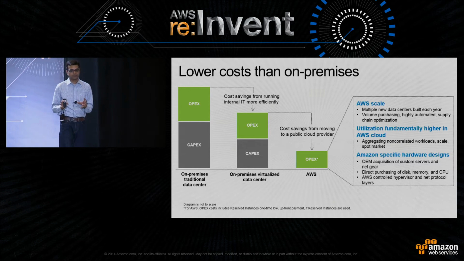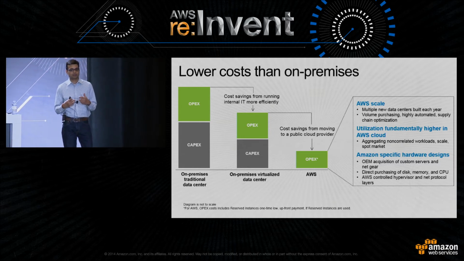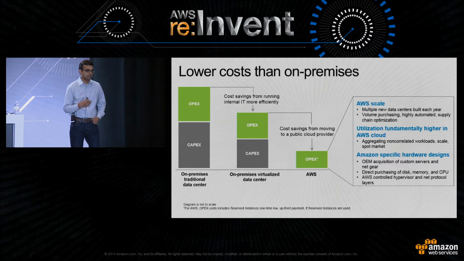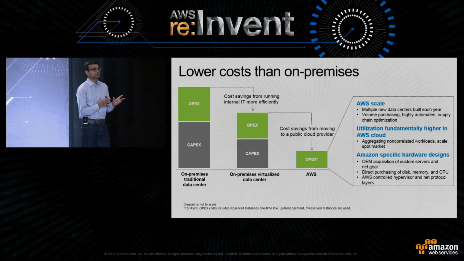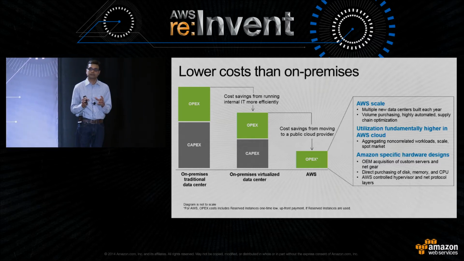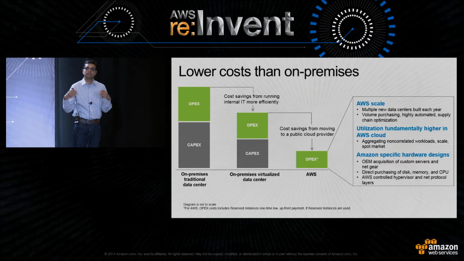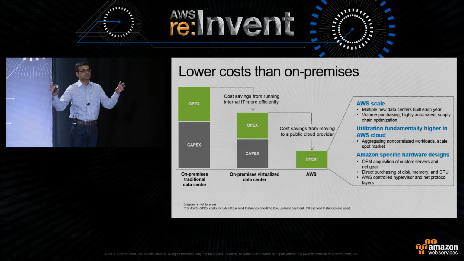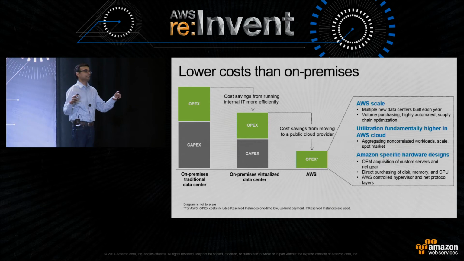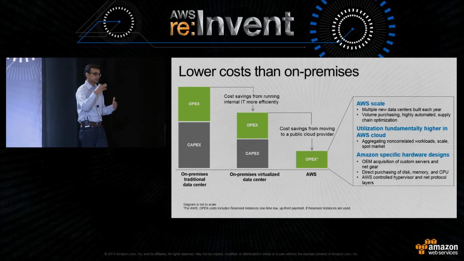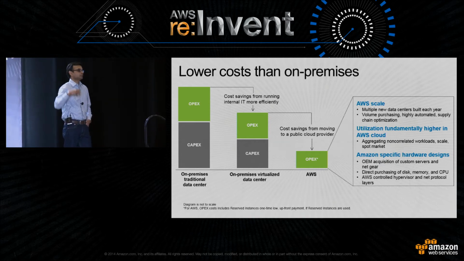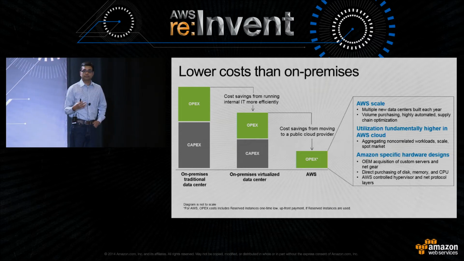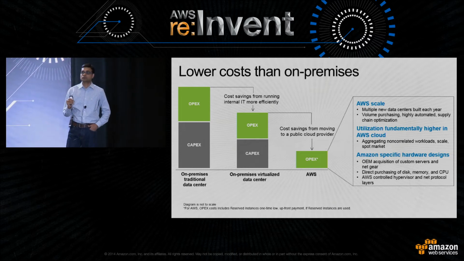Mark briefly touched on utilization. In the cloud, utilization is much higher than on-premises, because in the cloud you are running millions of applications, and some applications have very high utilization, some have very low utilization, but they tend to cancel each other out. So when you do an aggregate utilization, it is much higher than what you can achieve on-prem, which is at best around 50%.